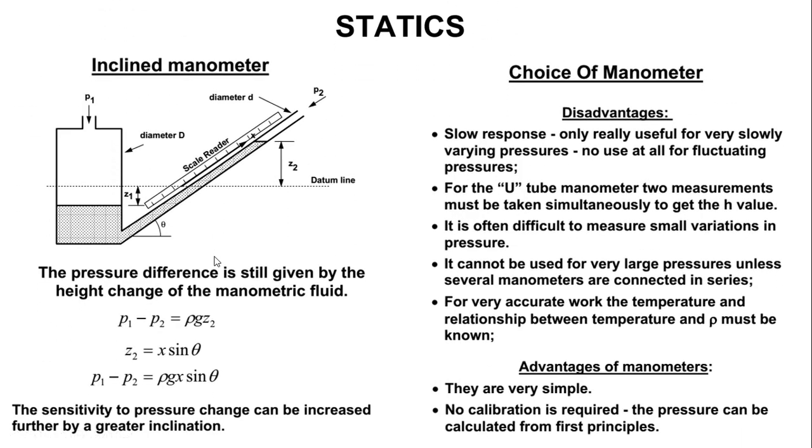Then the next step is to look at the inclined manometer. For the inclined manometer, the only difference that we need to put in this case is to consider this angle. So in this case, like what we did last time in terms of the hydrostatic law, we have to put in the effect of the angle. So P1 minus P2 is equal to rho G Z2. So Z2, in this case, this vertical Z2 that we have, is supposed to be X sine theta. So what we are going to get here is P1 minus P2 is equal to rho G X sine theta.